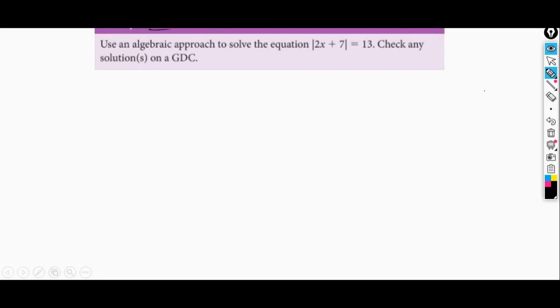So it says use an algebraic approach to solve the equation absolute value of 2x plus 7 is equal to 13 and check any solutions on a GDC. Okay, so in the case of absolute value, because this expression here can be positive or negative, it means that we have two solutions. One solution would be 2x plus 7 is equal to 13, and the other would be that 2x plus 7 is equal to negative 13.